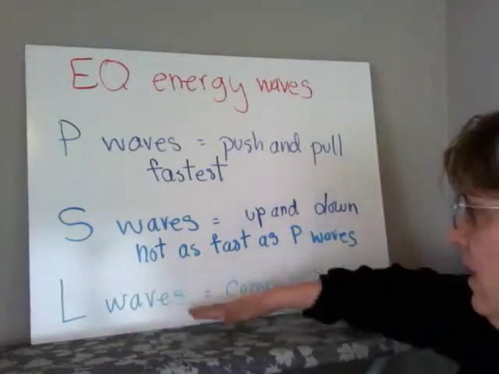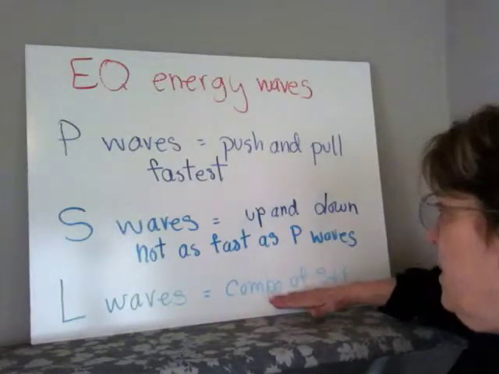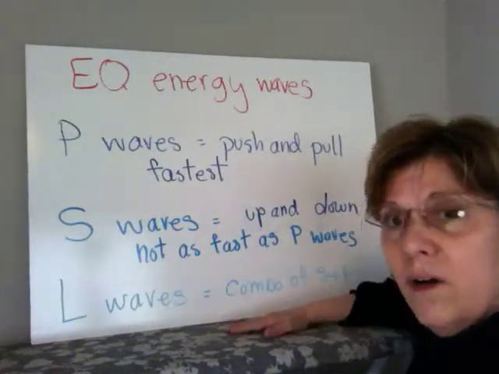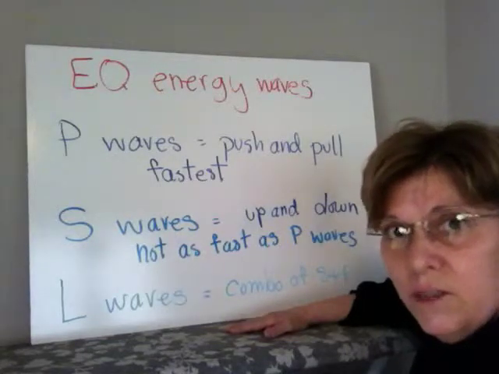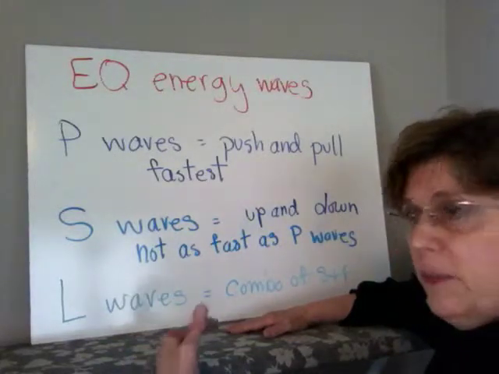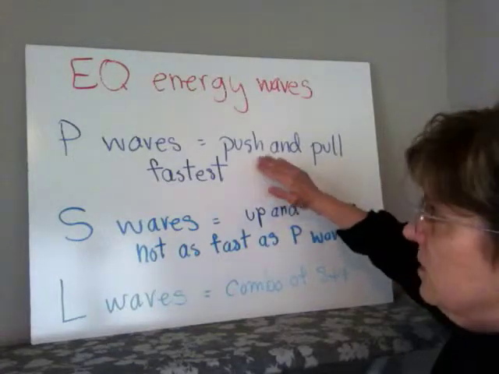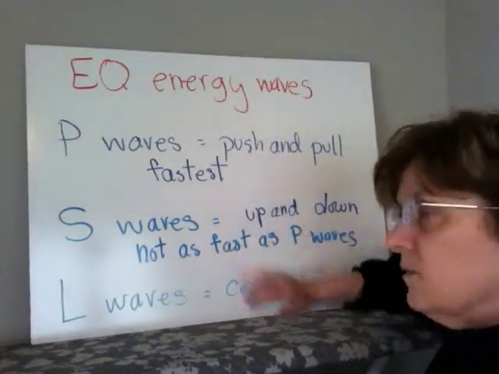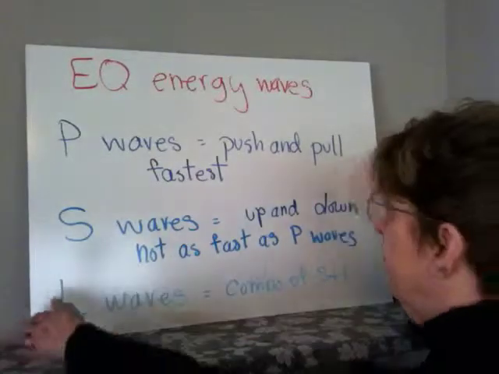Lastly, we have L waves. L waves movement is a combination of P waves and S waves. They go to the surface of Earth and cause much destruction, a back and forth and an up and down movement. P waves can travel through any state of matter, solids, liquids, and gases. S waves only travel through solids.